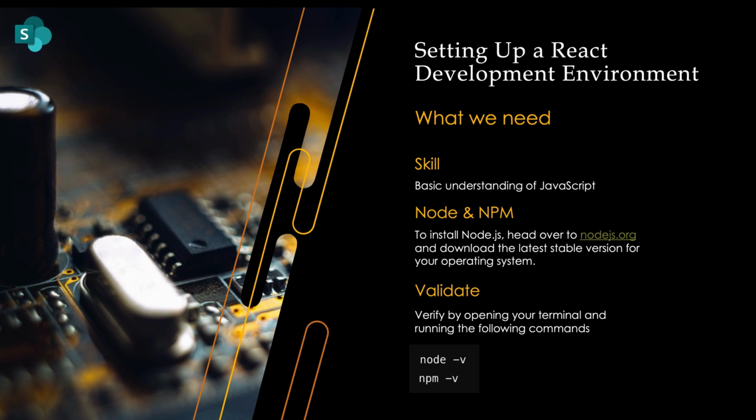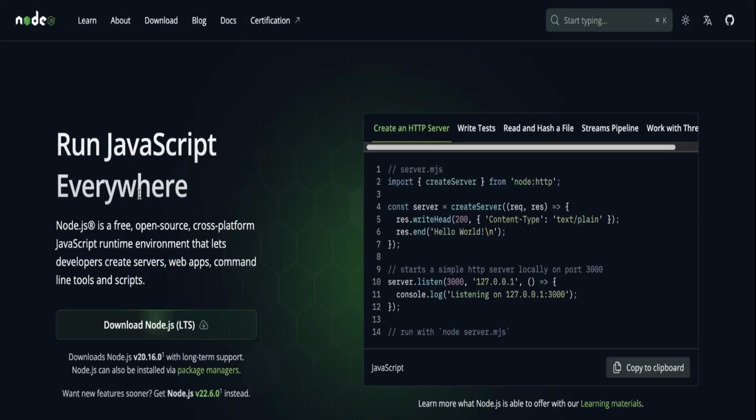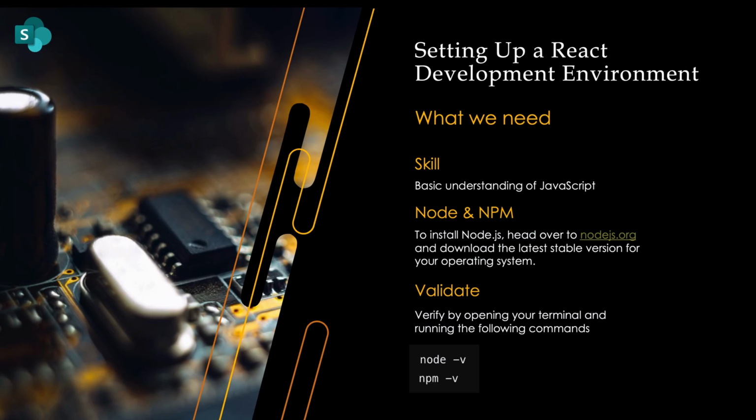Now let's get our environment ready. React requires Node.js and NPM to manage dependencies. Node.js is a JavaScript runtime and NPM is the Node package manager that comes with it. To install Node.js, head over to the nodejs.org site and download the latest stable version for your operating system. Once downloaded, run the installer and follow the prompts. This will also install NPM automatically.